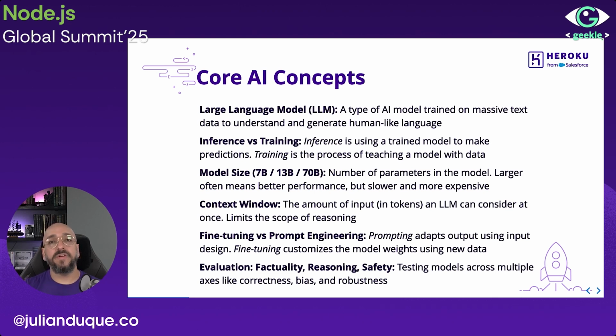And there is another concept, which is evaluation. This takes into account factuality: is it accurate, is what it is saying true. The reasoning: it can think or reason through a thought process. And the safety: we make sure the output is free of biases, toxicity, and things that might affect the output. So evaluation is testing these models across multiple axes: correctness, bias, robustness, etc. So we make sure that the model is performing correctly.